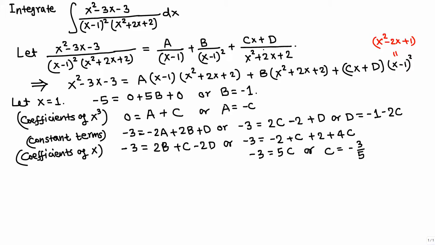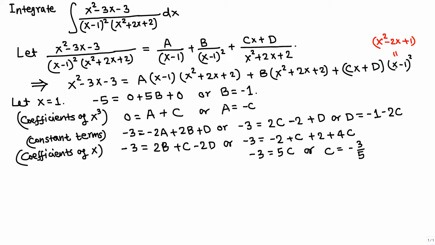So we combine these three fractions on the right side, taking the common denominator. The common denominator will be the same as the left hand side. So the top, x squared minus 3x minus 3, is equal to a times what is missing from this common denominator. x minus 1 is there, so one copy of x minus 1 and x squared plus 2x plus 2, plus b times what is missing from this common denominator, just x squared plus 2x plus 2, plus cx plus d times what is missing, just x minus 1 squared.